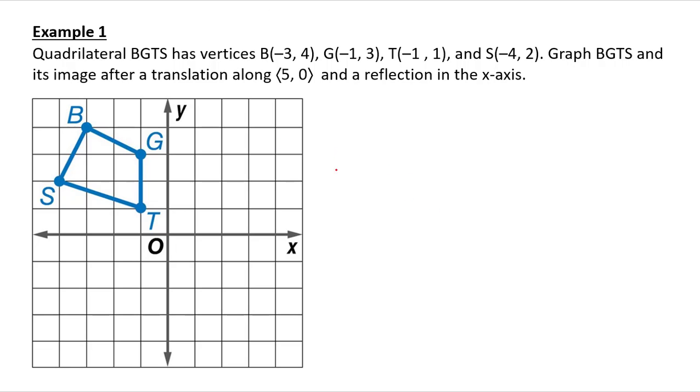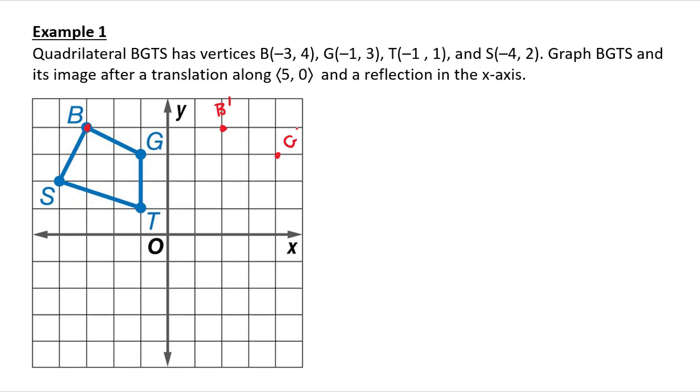So in this example, BGTS has those vertices and I have it drawn in there for you. Graph it and its image after the translation of (5, 0). So I have a vector and then I have a reflection on the x-axis. B moves 5 to the right, 1, 2, 3, 4, 5. And I'm going to call that B prime. G moves 5 over, 1, 2, 3, 4, 5.